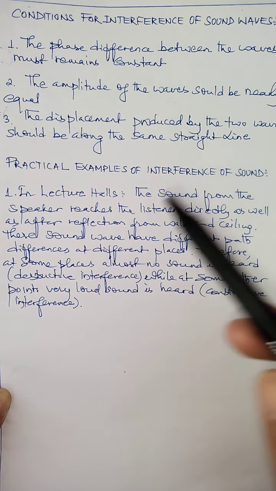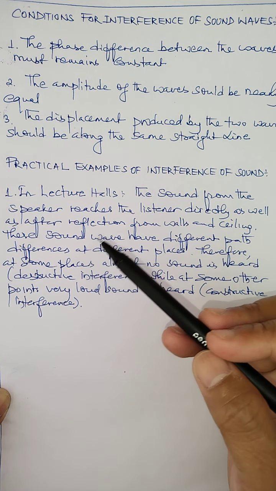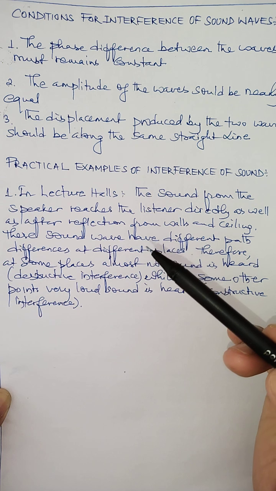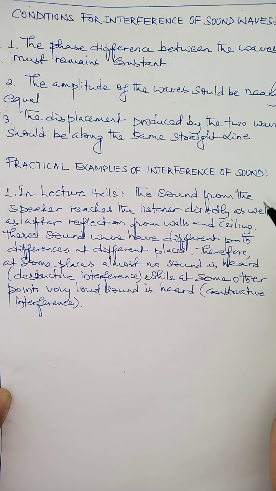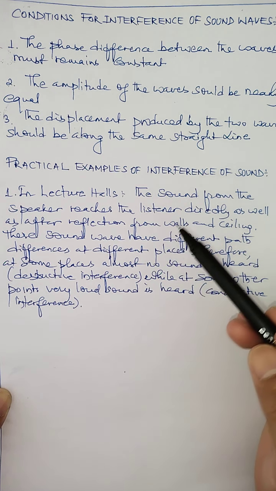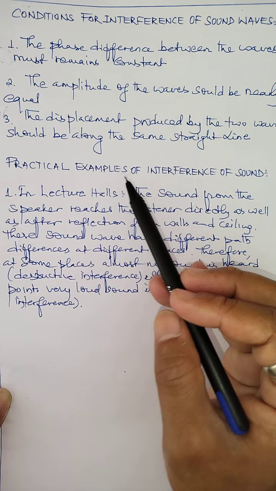Now, other than this condition, we have some practical applications of interference of sound, because sound can also have interference. That means two or more sound waves can superpose each other and redistribute the energy, to form either constructive interference or destructive interference. And this formation of constructive and destructive interference of sound wave leads to some practical examples. And what are the examples?